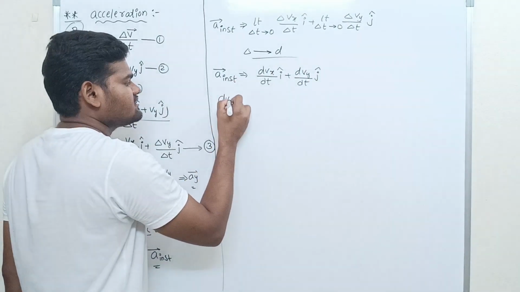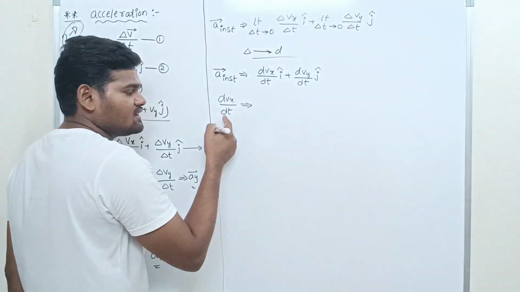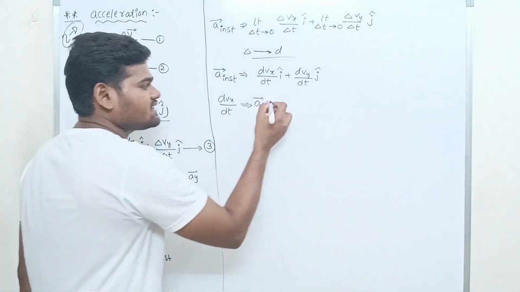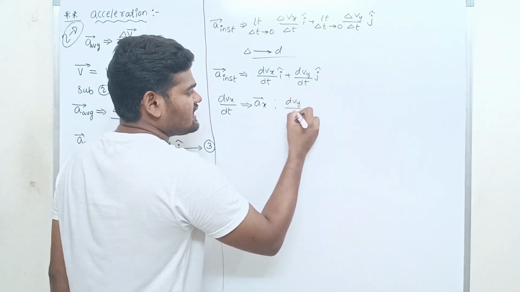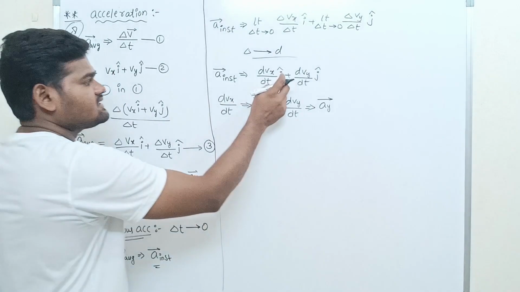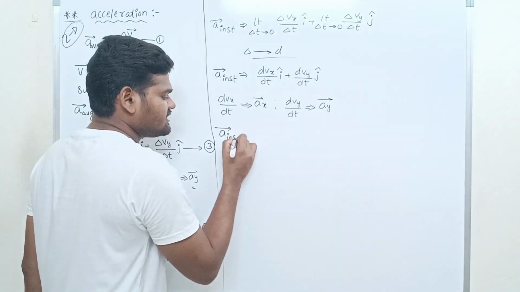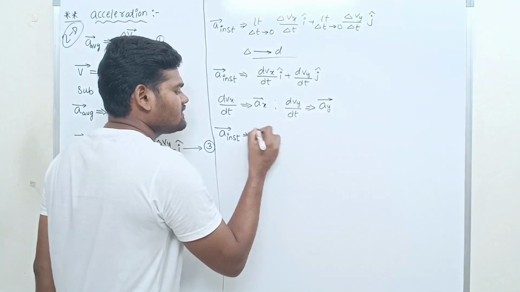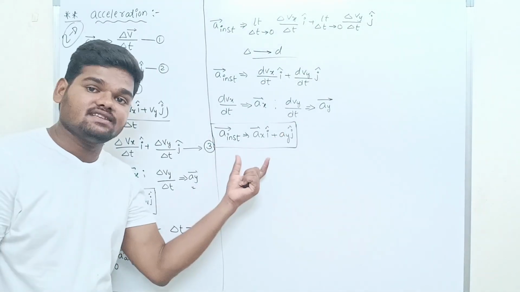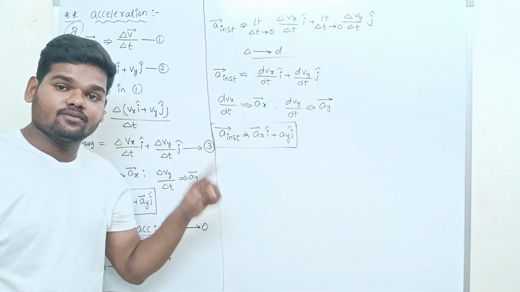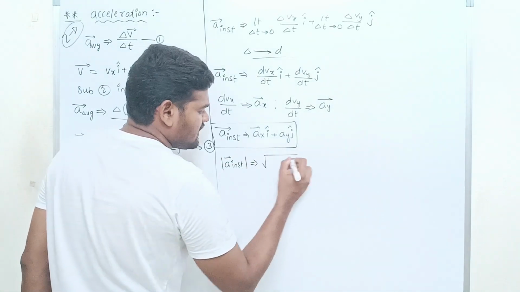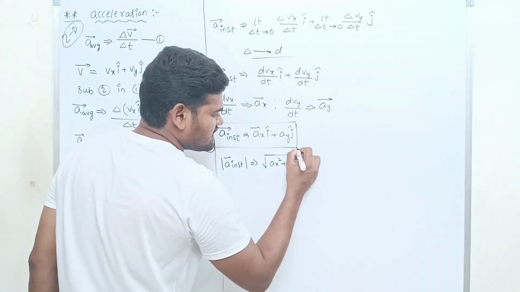What is dvx by dt? The rate of change of velocity of the particle along x direction gives the acceleration of the particle along x direction. And dvy by dt, the rate of change of velocity of the particle along y direction, gives ay. Okay, so just substitute here. The instantaneous acceleration equals ax i cap plus ay j cap. So this is the form of acceleration in a 2-dimensional coordinate system. Okay, so if you want to find its magnitude, that is equal to the square root of ax square plus ay square.